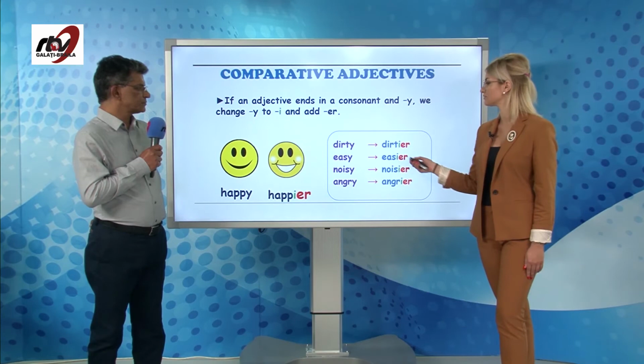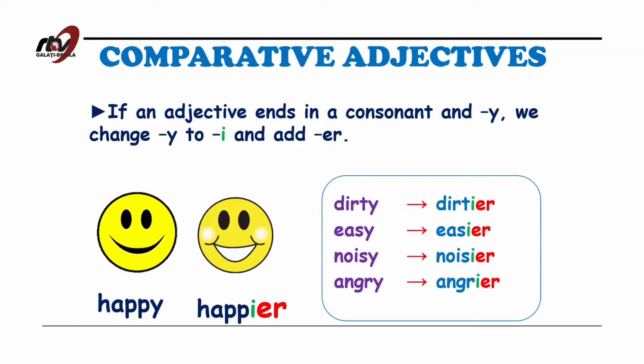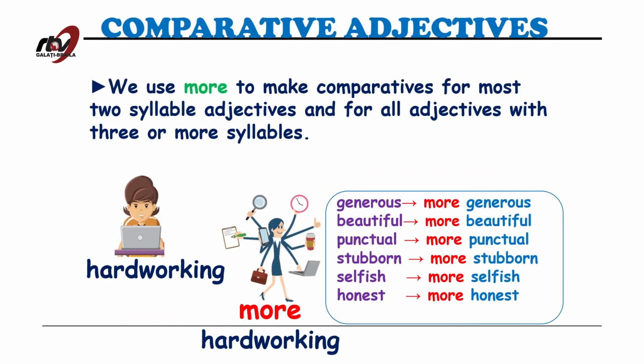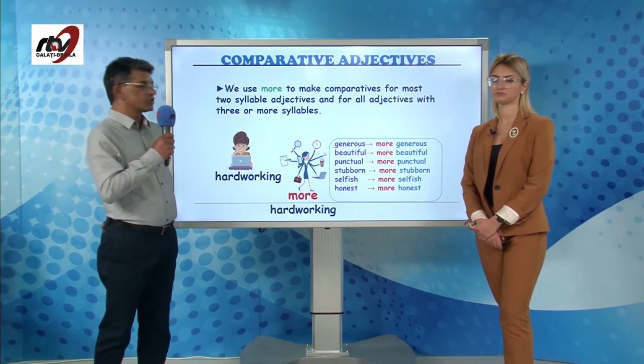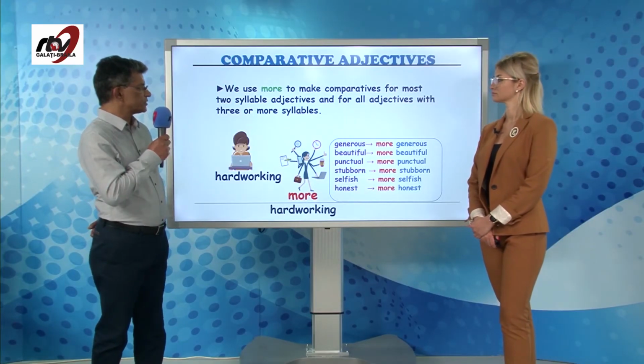As we see in dirty, dirtier, easy, easier, noisy, noisier, angry, angrier, or happy, happier. We use more to make comparatives for most 2-syllable adjectives and for all adjectives with 3 or more syllables.